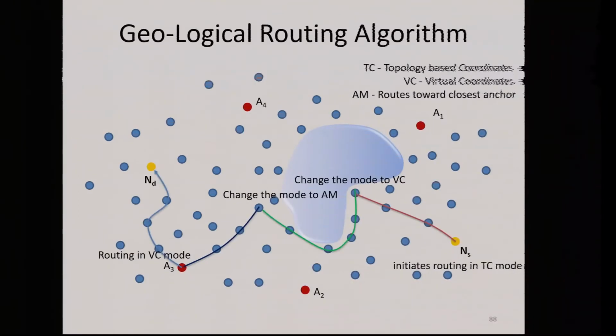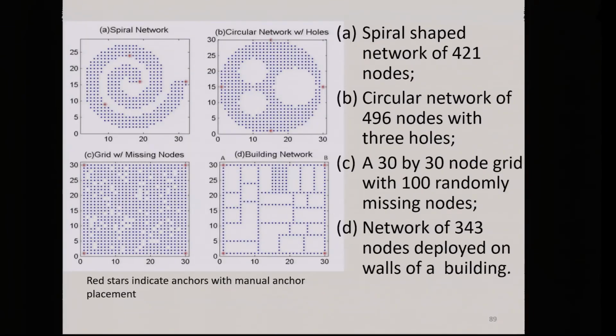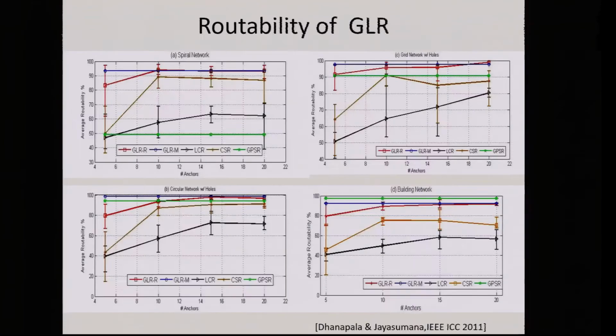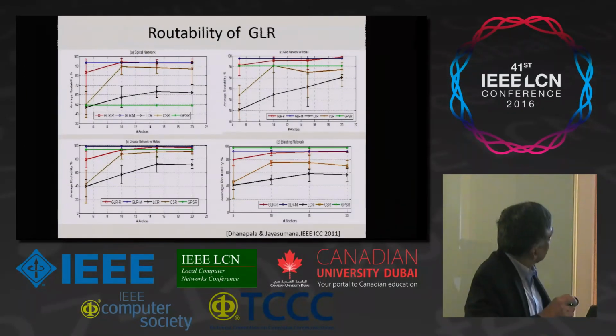So in this case, we look at the performance. Again, I am using these 4 networks, and GLR, we had two cases. One is using random anchors, the other one using our ELS anchors. So this is red and blue lines, and this is the routability. And this is the spiral network, the circular network with 3 holes, the building network, and this other network.